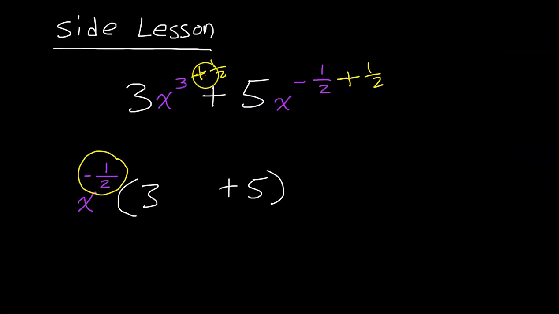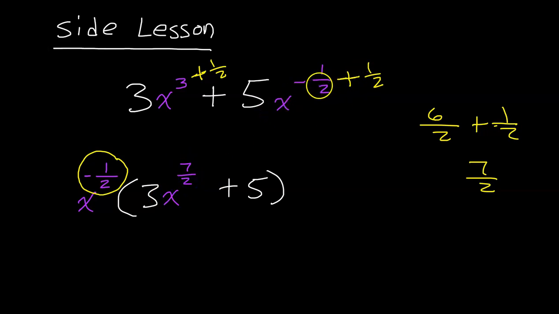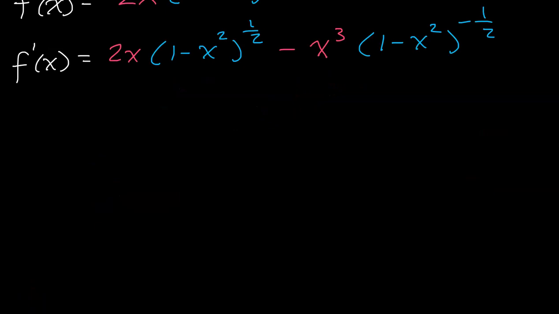And when you add 3 plus 1/2, that's just going to be the same thing as 6 over 2 plus 1/2, which would be 7 over 2. So we will end up with x to the 7/2 power, and these cancel out as before. As we get back to the actual problem, notice that the blue part is a common factor. See the 1 minus x squared and the 1 minus x squared. That is a common factor that we need to factor out to the front.